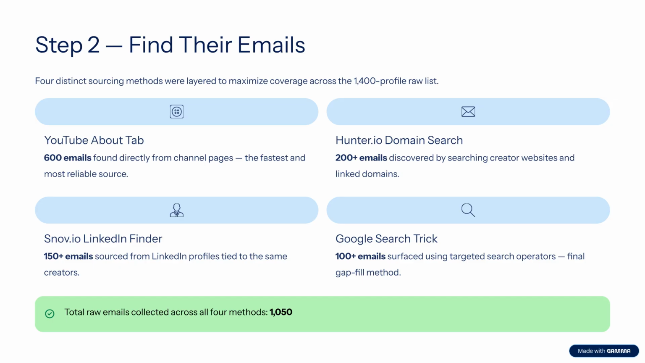Next, we found their emails using 4 distinct methods. The YouTube About tab provided 600 emails, Hunter.io domain search added over 200, Snav.io LinkedIn Finder yielded 150 plus, and a Google search trick filled the gaps. This resulted in 1,050 raw emails collected.